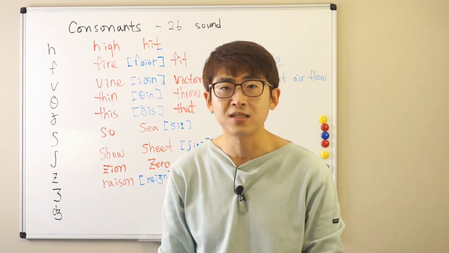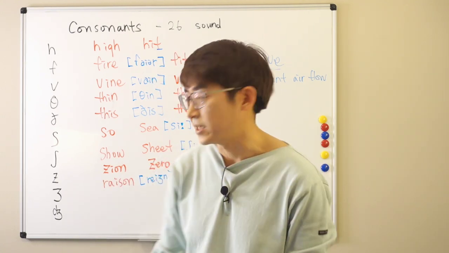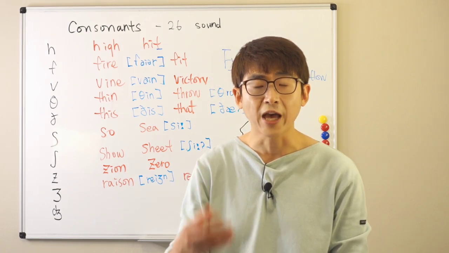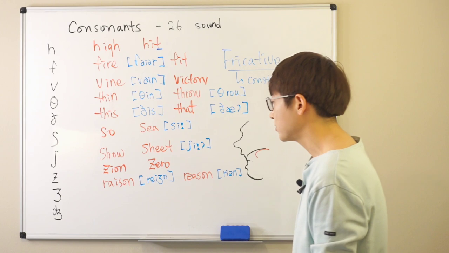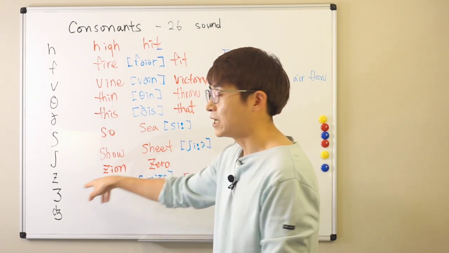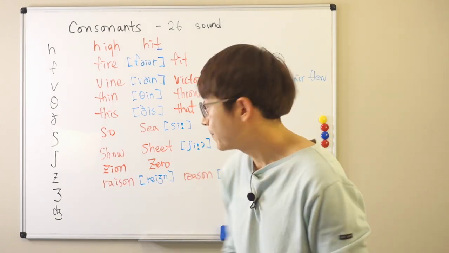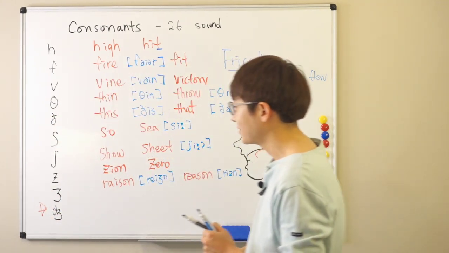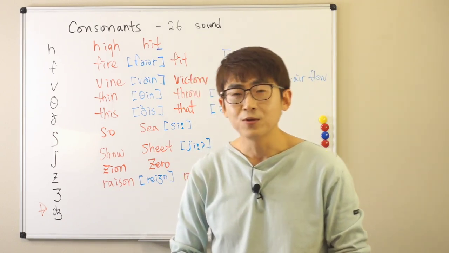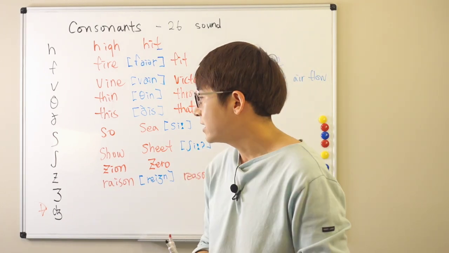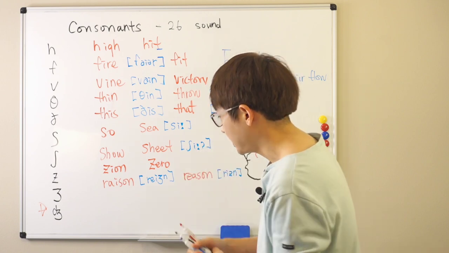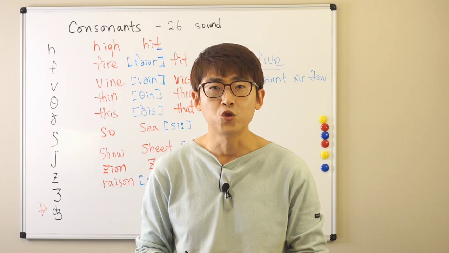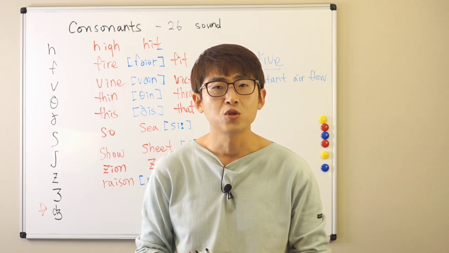The first one is z, z, z. And the next one is j, j, j. You have to make an actual sound as opposed to just blowing out vibration of air. The last one is super important because it is one of the most heard English pronunciations. And this one sounds like j, j.